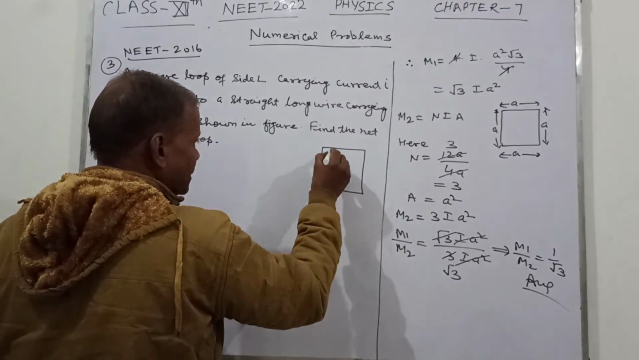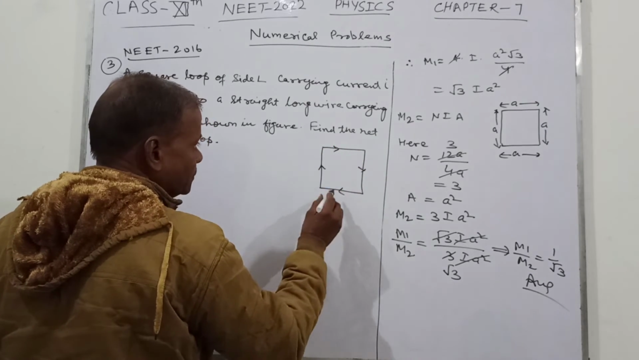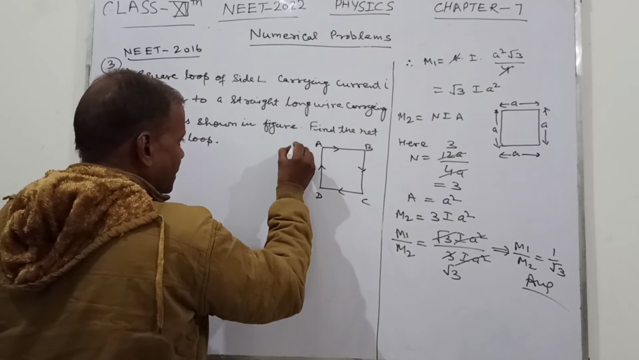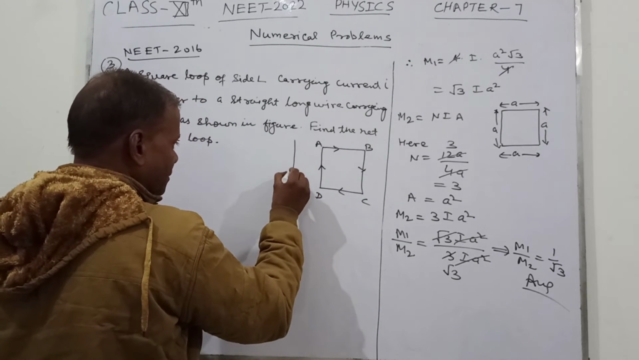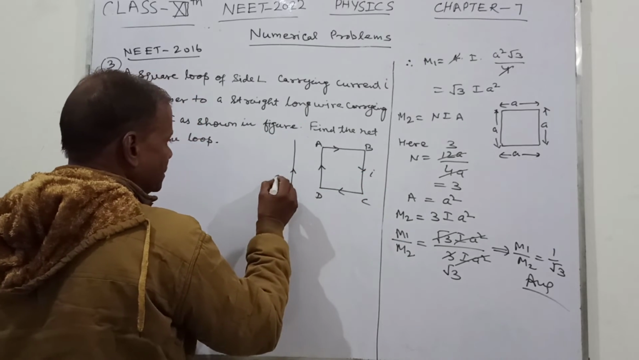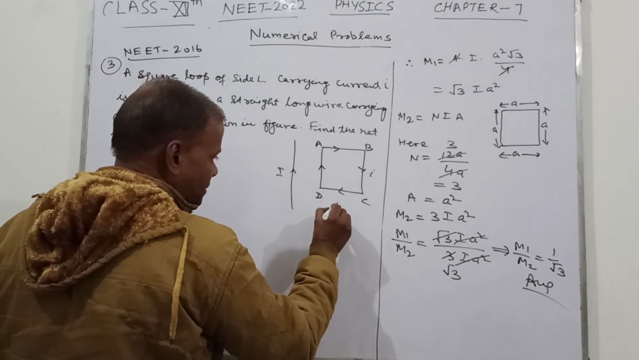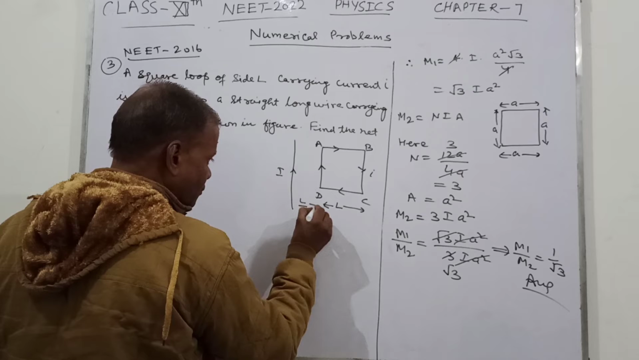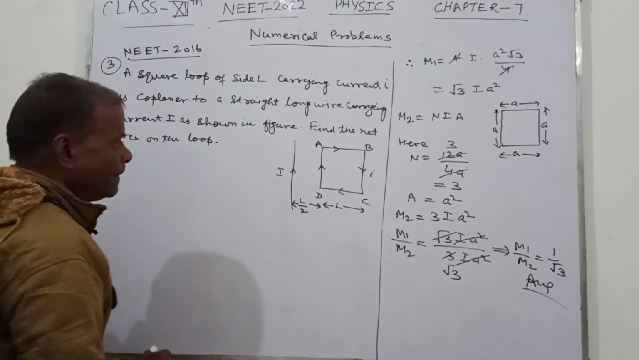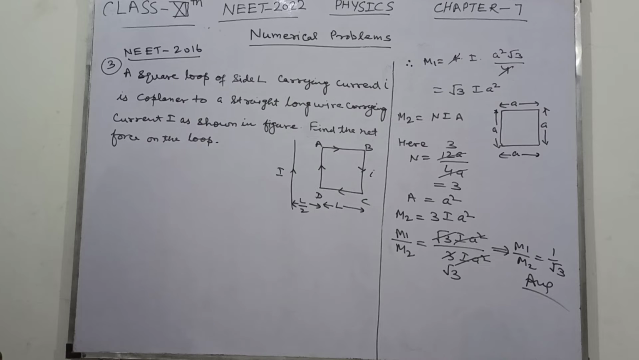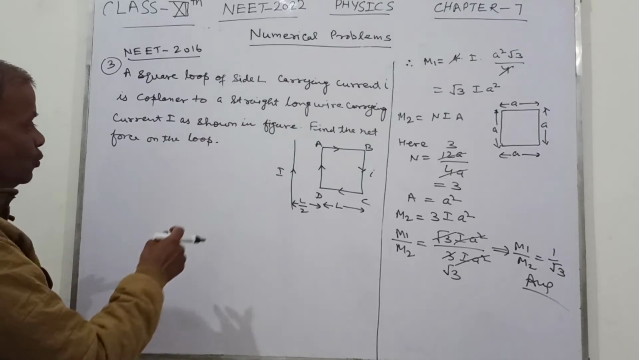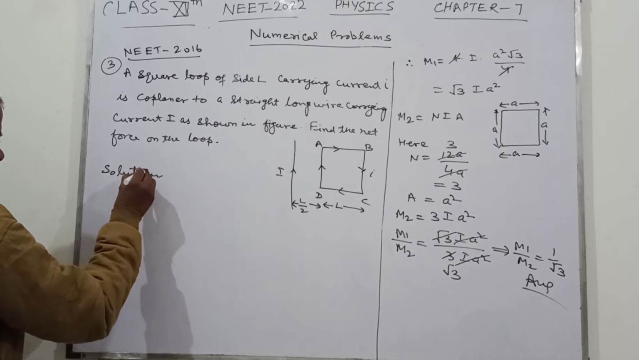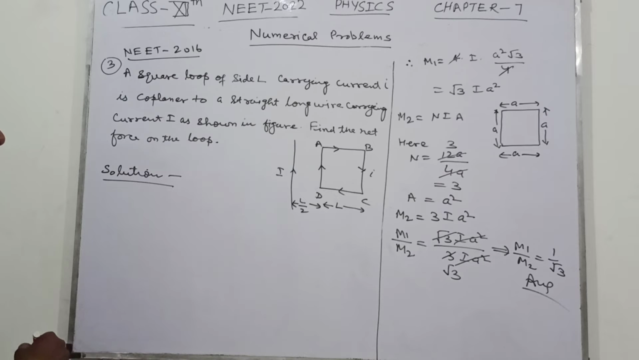ये करंट इस तरीके से ले जा रहा है, carrying the current in this way, this is now your ABCD. यहाँ पर एक और स्ट्रेट वायर है, this carrying the current I and this carrying current I, this is now distance L and this distance is L by 2 from this one. Now you have to find the force on this loop. So now solution. Solution to this one is what?